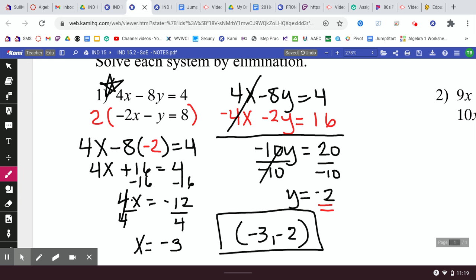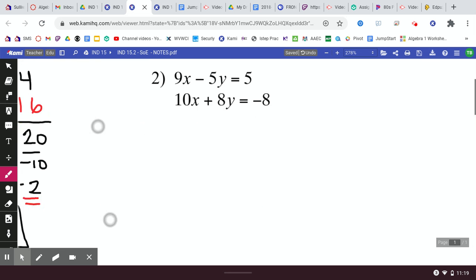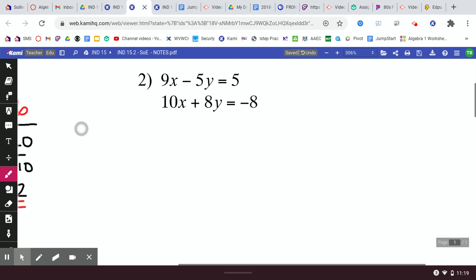Okay? So, same thought process, same idea of trying to get one of your variables to zero out. And the way you do that is matching numbers, opposite signs. All right, so let's look at another example. Give you a minute to get it written down, or a few seconds to get it written down.